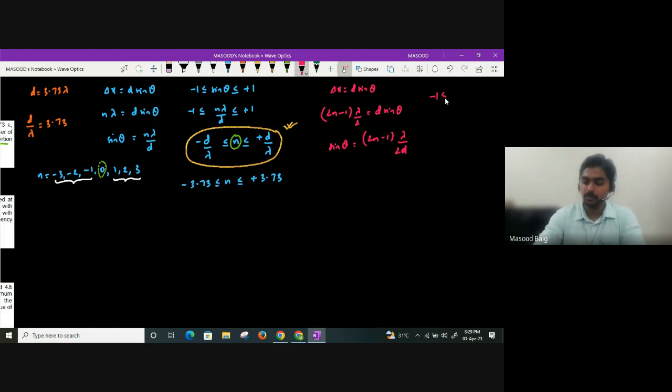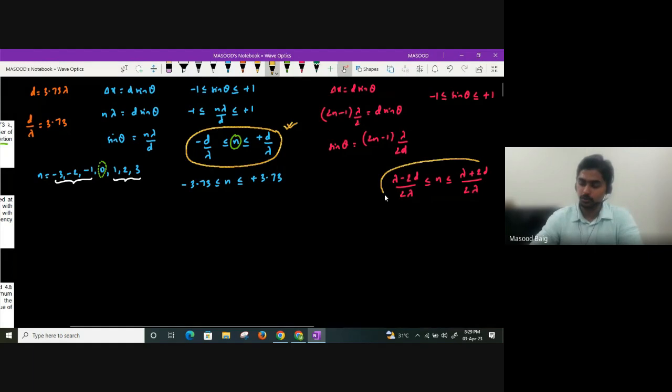And we know sine theta should lie between what and what? Minus 1 and plus 1. So if you solve for this, I am writing the condition directly, guys. You will get (lambda minus 2d) divided by 2 lambda less than or equal to n less than or equal to (lambda plus 2d) divided by 2 lambda. This condition we are going to use in order to find the number of minimas again, guys. Clear? So whatever integral values of n we have, those many minimas will be found. I hope it is clear, everyone.